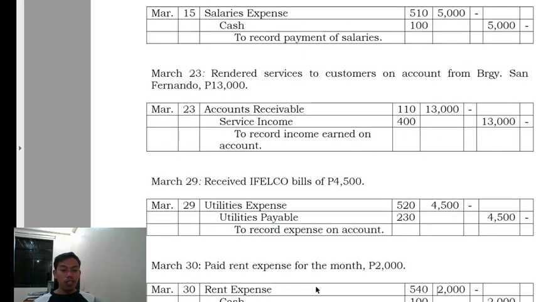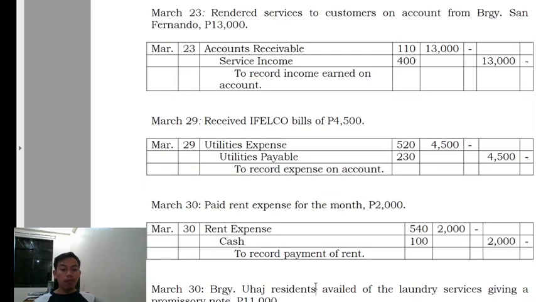Next, March 30, paid rent for the month, 2,000. Same lang. Same with all payments of expenses. Same sila ng journal entry. Asan yung payment of expense? Sa taas, sa salaries expense. So, debit to the expense account, credit sa kung anong pinambayad natin. Cash. To record payment of rent, 2,000.